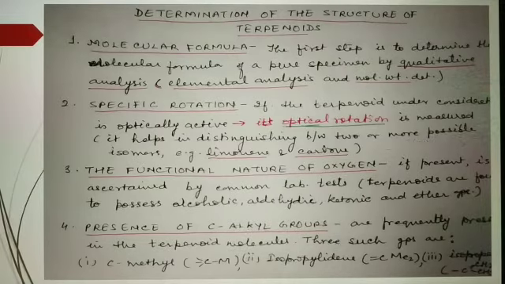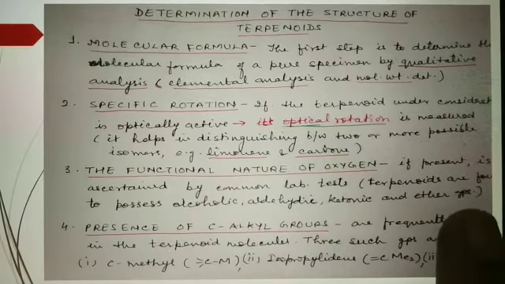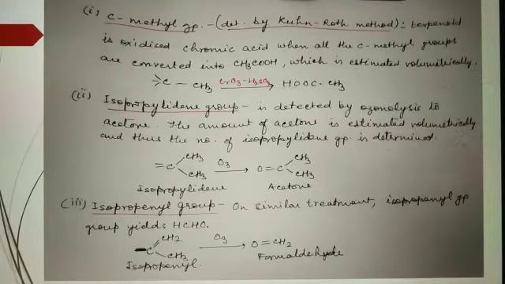Now the next step is the presence of C-alkyl groups in terpenoids. The frequently present C-alkyl groups in terpenoids are number 1, C-methyl group, number 2, isopropylidene group, and number 3, isopropenyl group. So we do specific tests to determine the presence of C-alkyl groups.